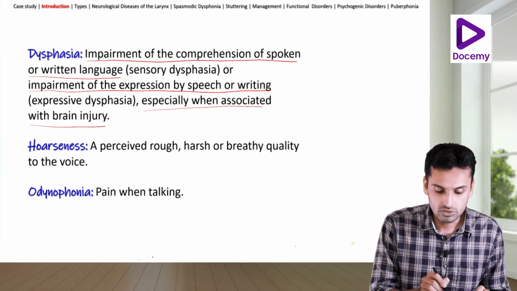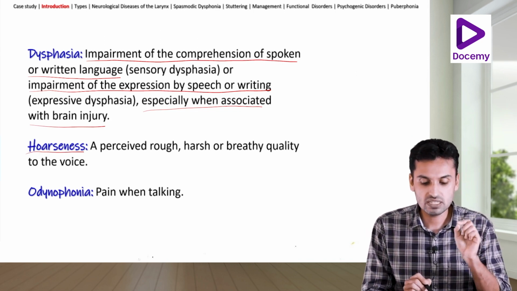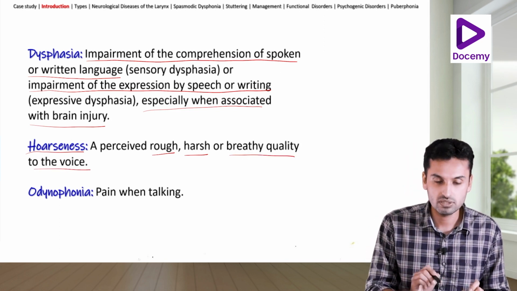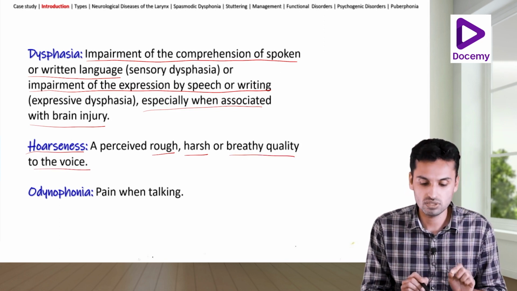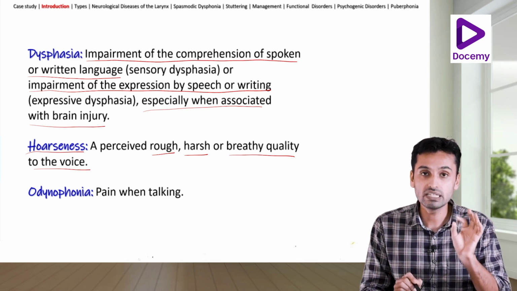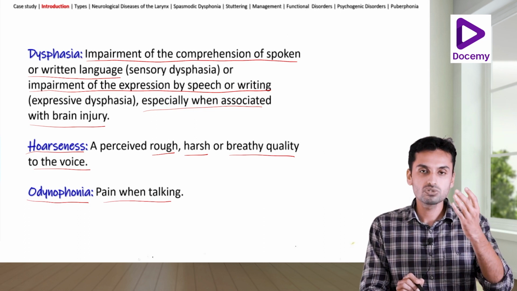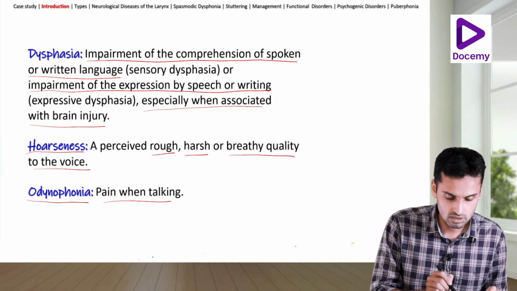Okay, and you have hoarseness, which is a perceived rough, harsh and breathy quality of the voice. That is the definition of hoarseness, a rough, harsh, breathy quality. And odynophonia is pain when talking. So just remember these terms.